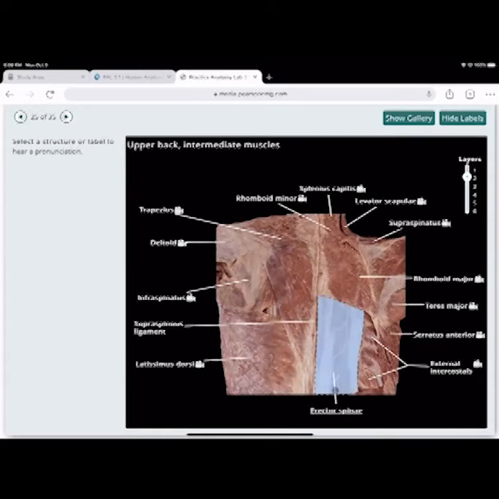This is your erector spinae muscle. It goes on the sides of the spine. Your external intercostals. Serratus anterior muscles. The teres major, rhomboid major, supraspinatus. The levator scapulae. And that covers all those.